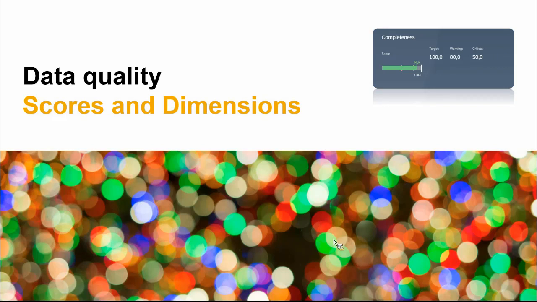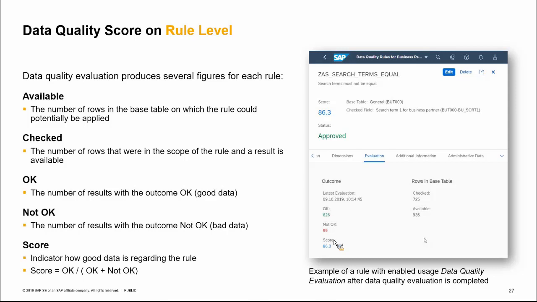Now, about the scores, what does that mean? First of all, let me explain this on rule level. So after a rule is evaluated, the system will provide you with a couple of figures for each rule. You will have the information right here, meaning how many rows are available in the system which could potentially be checked by the rule.